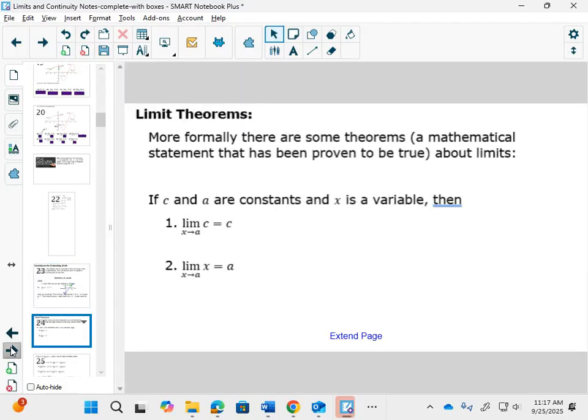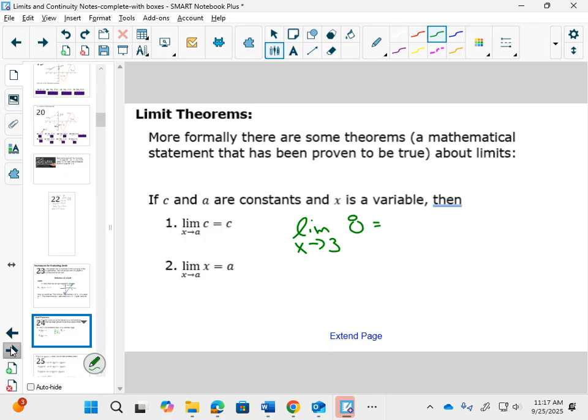So there are some limit theorems. If inside your limit, you just have a number, okay? Your answer is always 8. Well, what would it be if you got close to x equals 3? It's still 8.